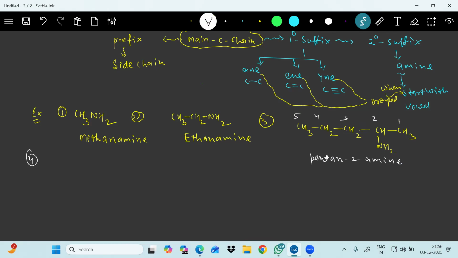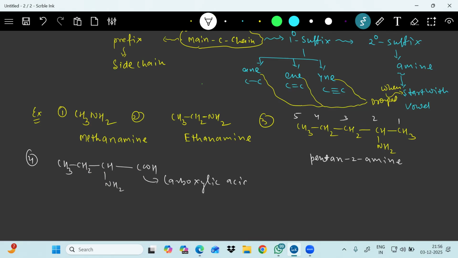If you are writing here CH3, CH2, CH and then NH2, but if any senior functional group is there, like carboxylic acid, this is carboxylic acid.